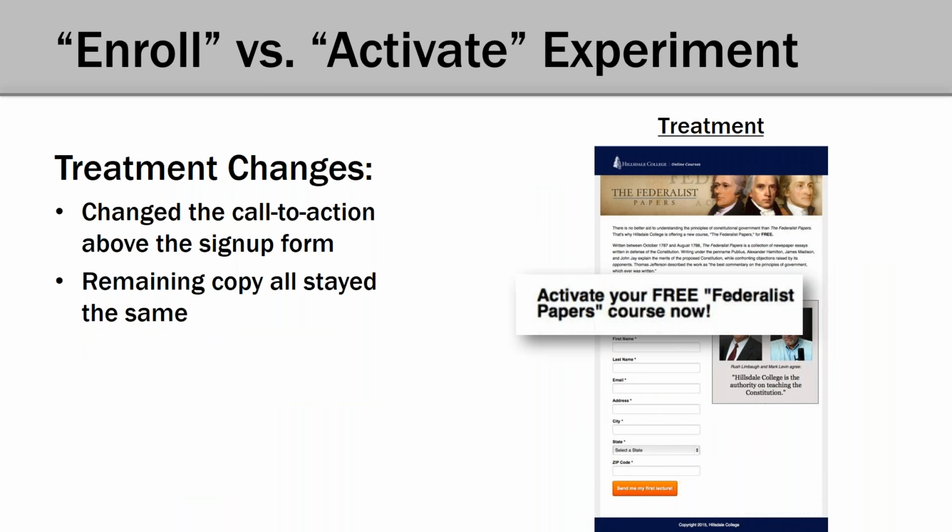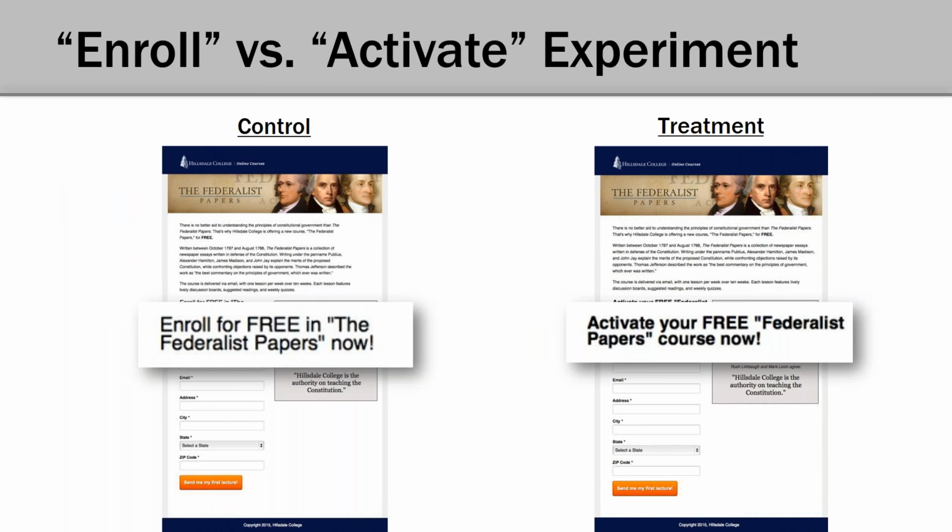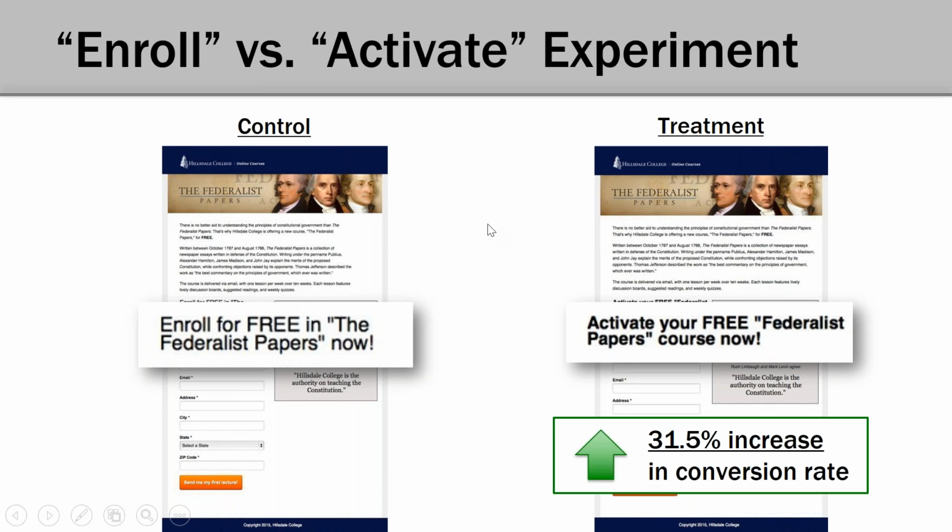And so what we simply did is we changed the way that we messaged this call to action. Instead of enroll, the treatment says activate your free Federalist Papers course now. Look at them side by side. Enroll for free, activate your free papers. What actually seems like it's an easier thing for you, the user, to do? Is it enrolling for something, or is it activating something? Well, activate suggests that it's all ready to go. I just have to flip the switch. And that was our hypothesis. And when we did our A/B split tests, we were able to validate that hypothesis. 31% increase in conversion rate by changing the call to action to be more user-centric, more visitor-focused.